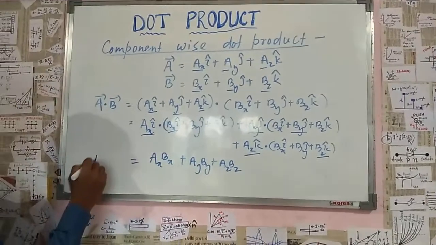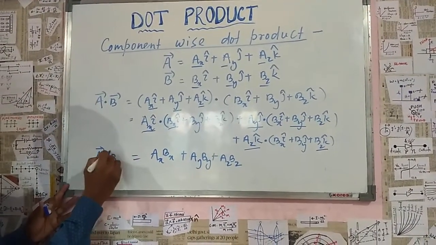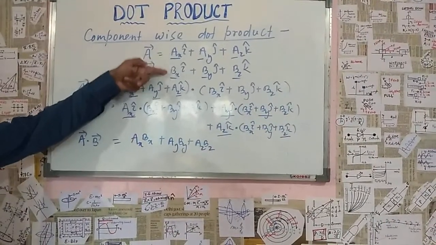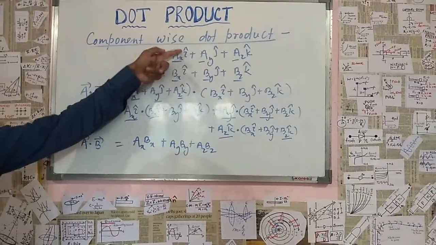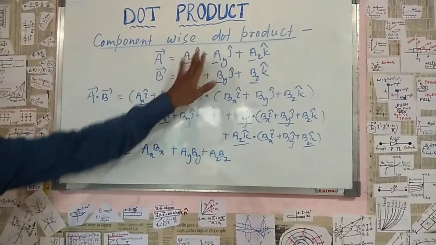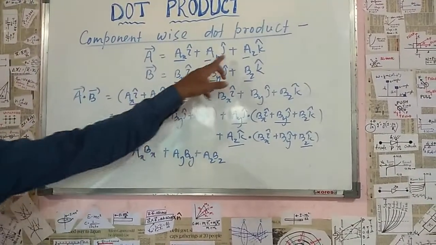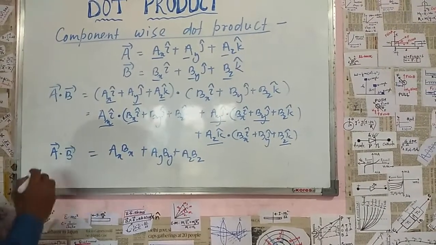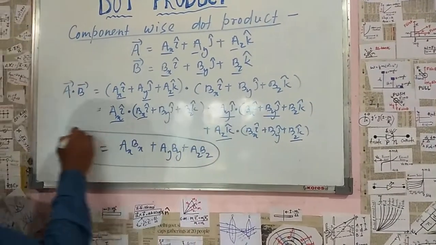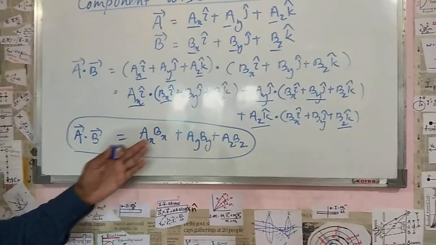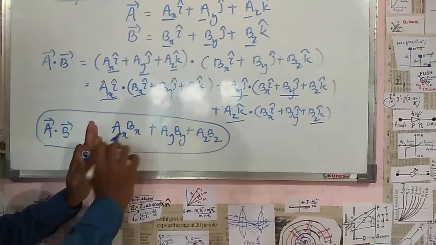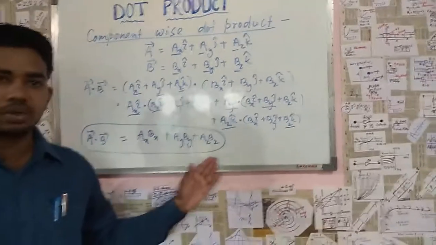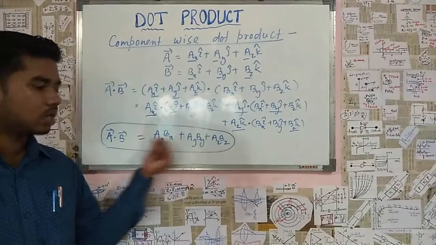So what is their dot product result? Their dot product result is only the multiplication of the coefficients of the unit vectors: i cap components ax, bx, j cap components ay, by, k cap components az, bz. So we have to use this formula to solve the numericals. This is simply multiplication. You can see no i cap, j cap, k cap symbol is there. Only scalars are multiplied to get the dot product.